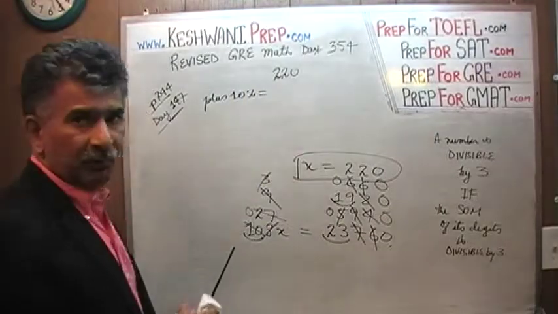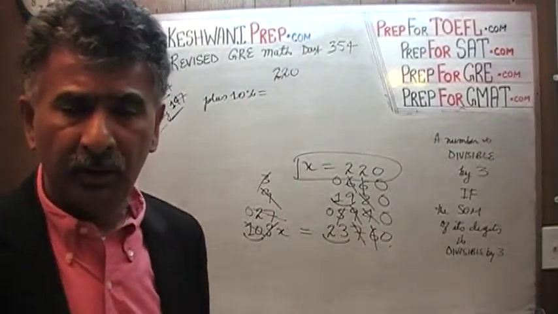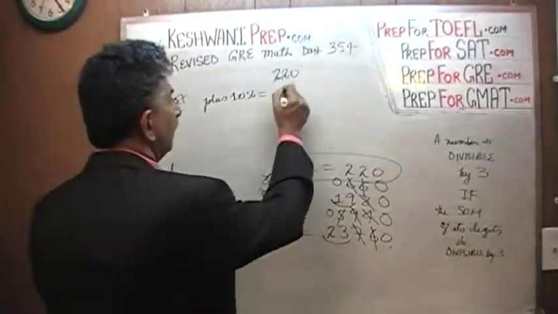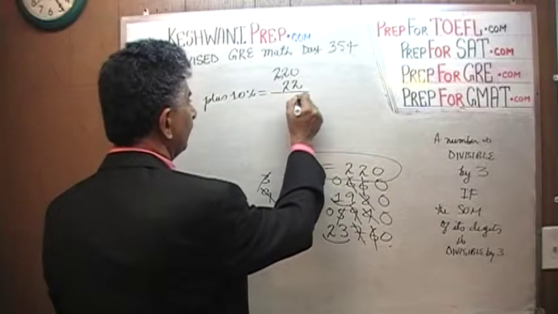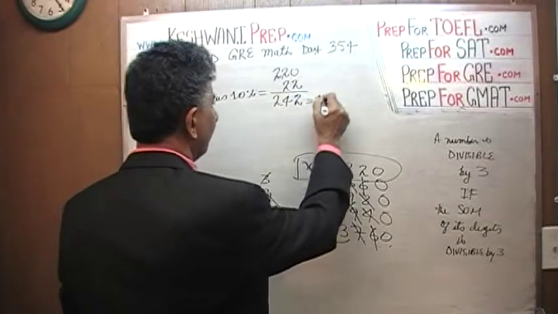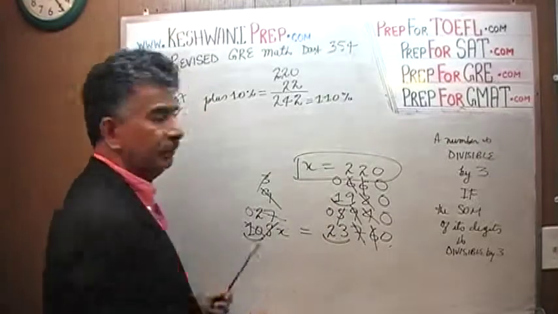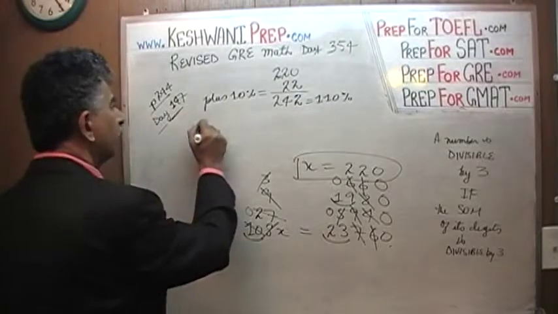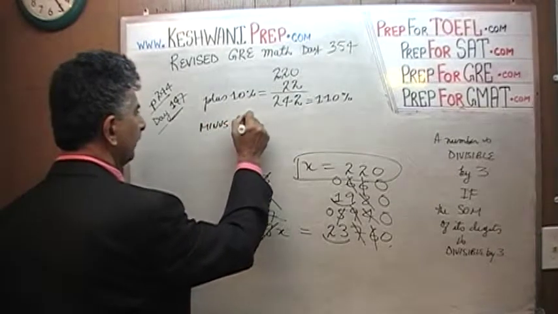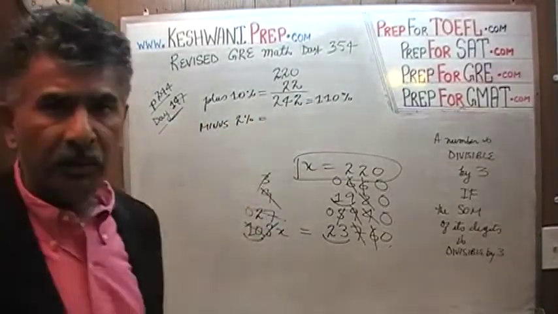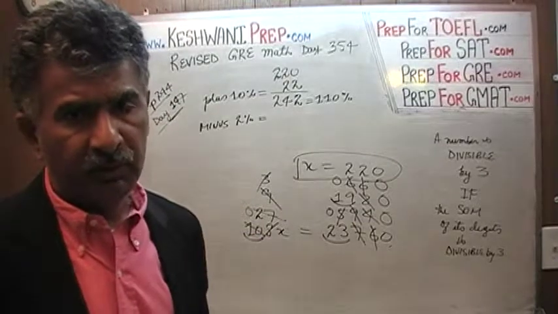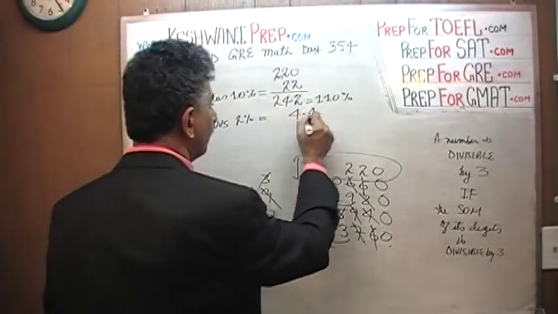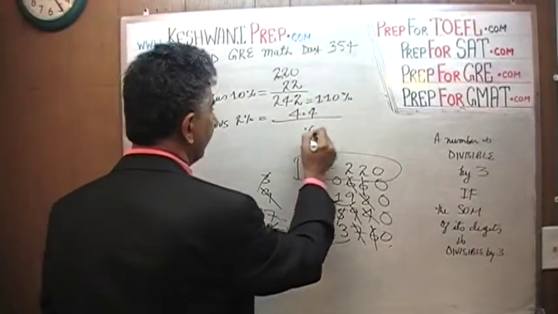Why 10%? Because I don't know what 8% of 220 is, but I know what 10% is. 10% of 220 is 22. So that's 2, 4, and 2. That represents 110%. But she did not get a 10% increase. She only got an 8% raise. So we have to take away 2%. Minus 2%. What is 1% of 220? Well, 1% of 220 is 2.2. 2% is going to be 4.4. Subtract 4.4 from it, and you will get 0.6.